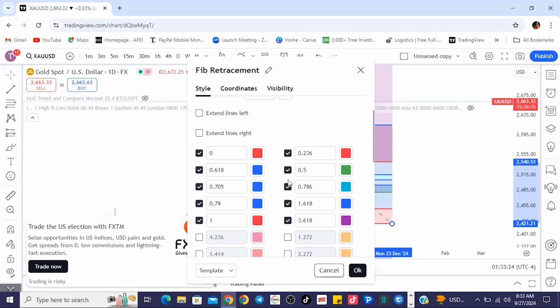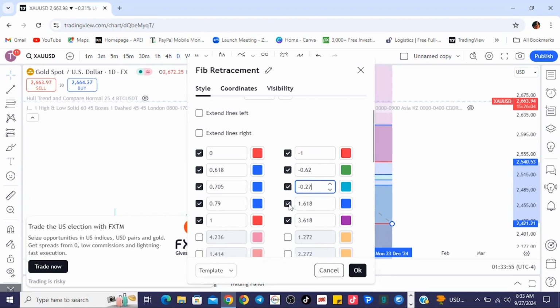Then we can come to the right side. On the right side, we want to have the first box ticked, and here we shall have -1. Then here we shall have -0.62. This other one should be -0.27.